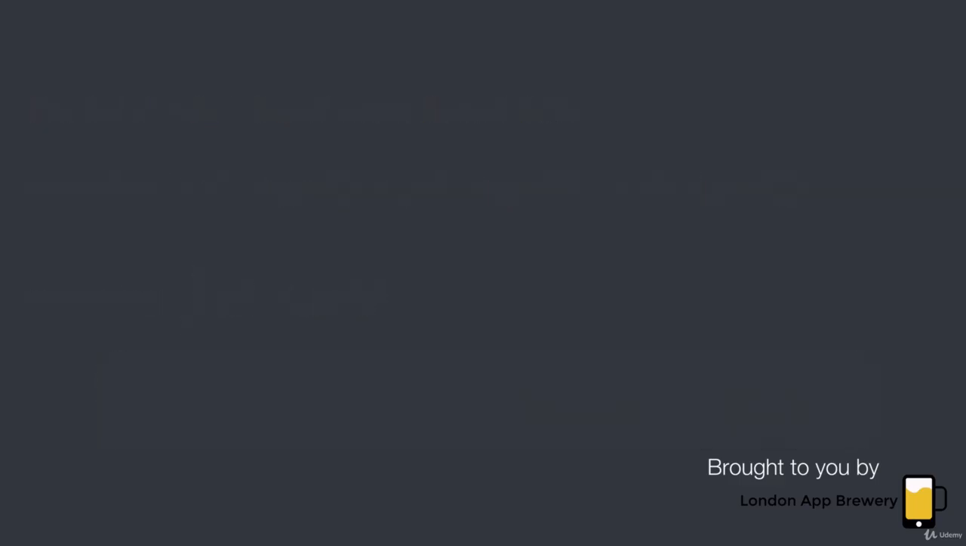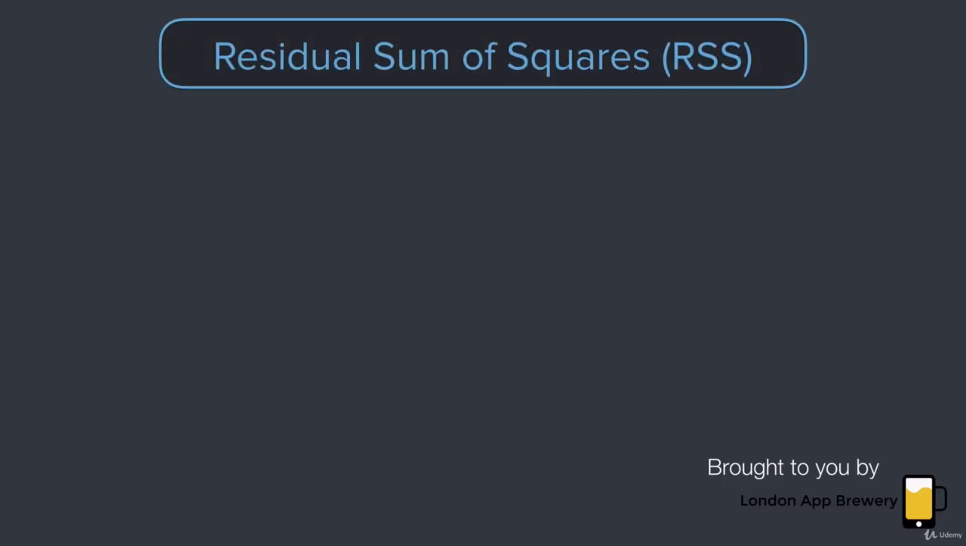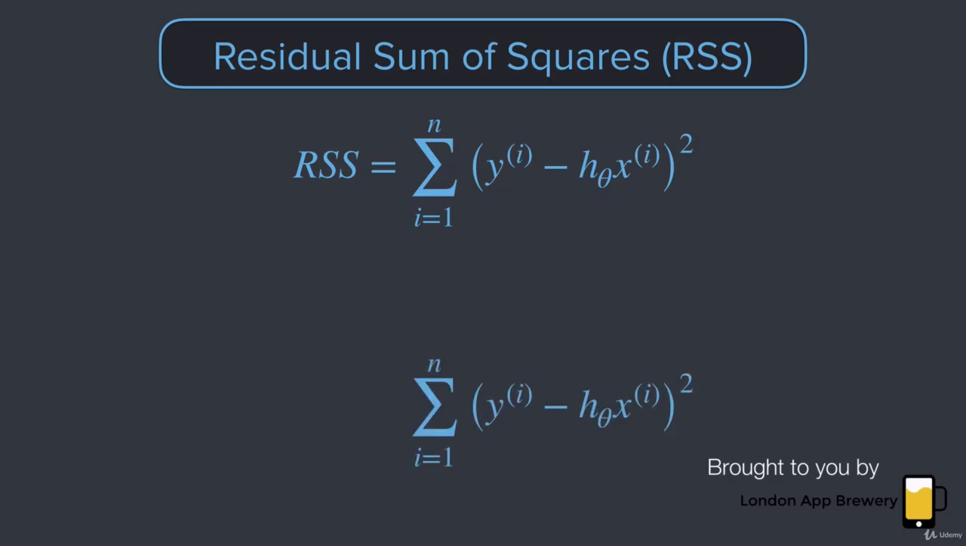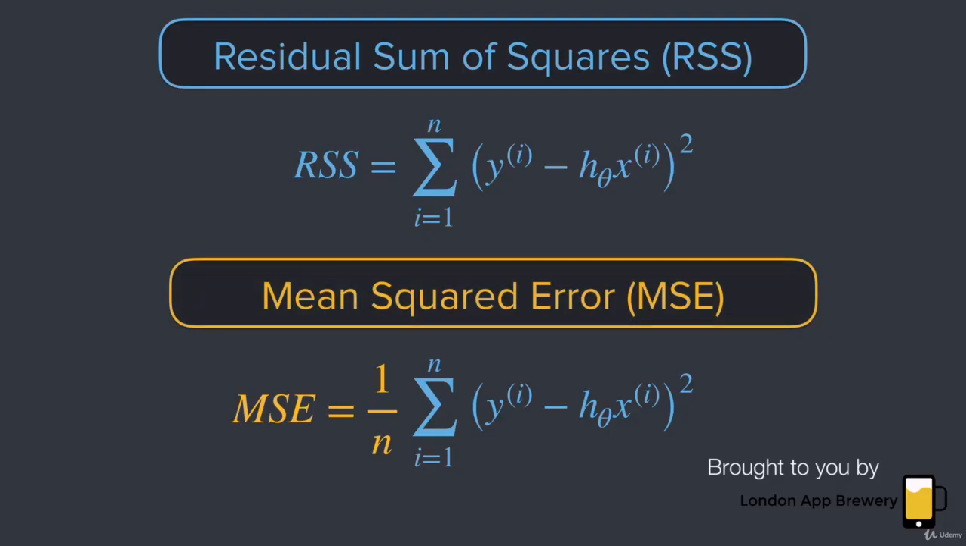So I know that at this point, you're probably thinking, would the residual sum of squares make a good cost function? And the answer is, yes, it would, but with one small modification. And that modification is dividing the whole thing by the number of data points. Then the residual sum of squares gets a new name, and this equation is called the mean squared error, or MSE. And that's the cost function we're going to be using in our last example.